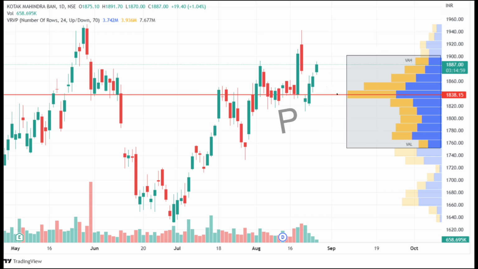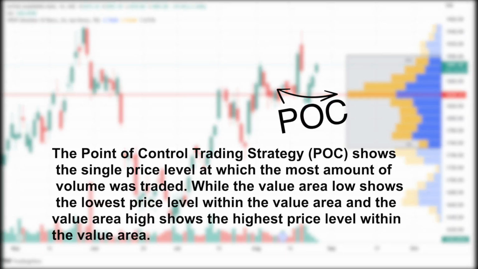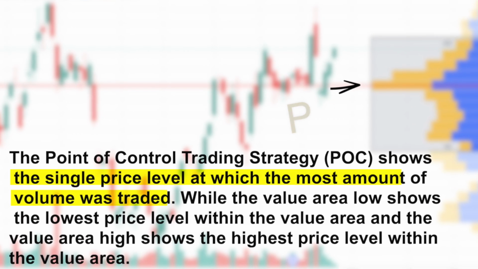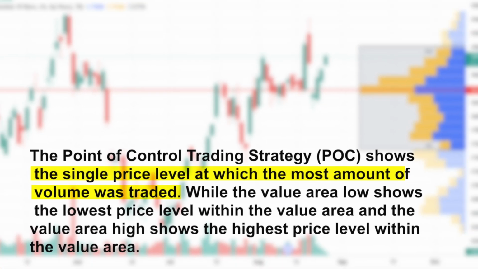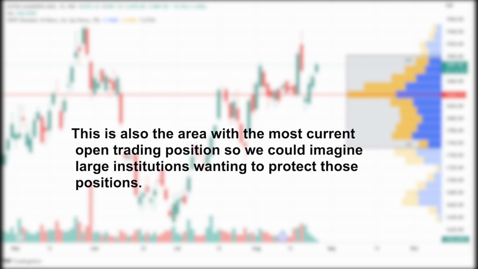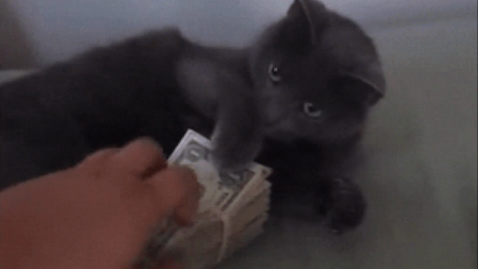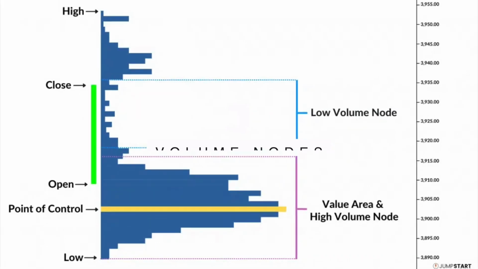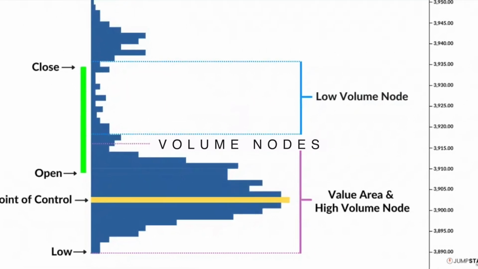Next is the point of control, or the POC, and this is the single price level where the most volume was traded in this value area, okay? This is also going to be the area with the most current open trading positions, so we can imagine why larger institutions are going to want to protect those positions. And lastly are the nodes. You'll see high volume nodes and low volume nodes.